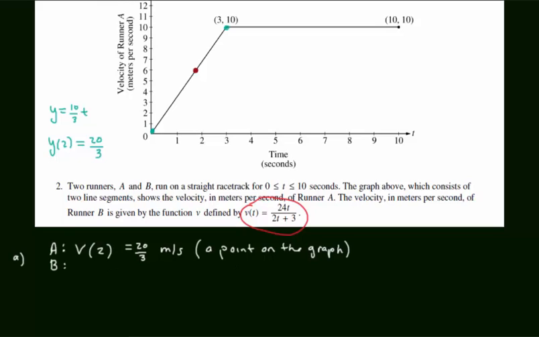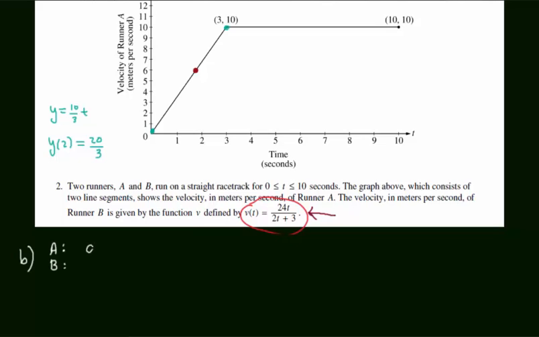For runner B, the velocity at time 2, well, what we want to do in this case is enter our formula into the calculator. Let's call it y1. So I then just need to compute the velocity at time 2, and that should come out to be 48/7 meters per second, and that was using the calculator. Again, in the home screen, if that was in y1, you just simply need y1 of 2, and then the answer is revealed.